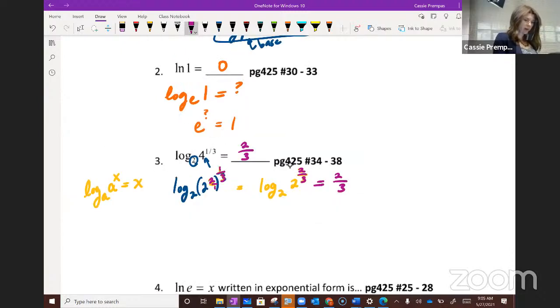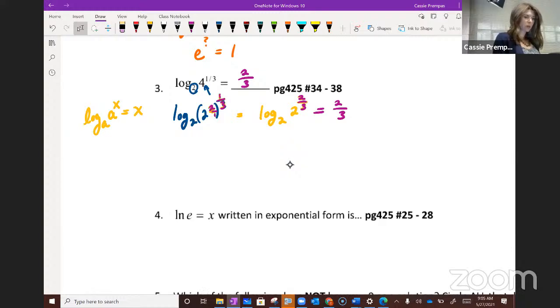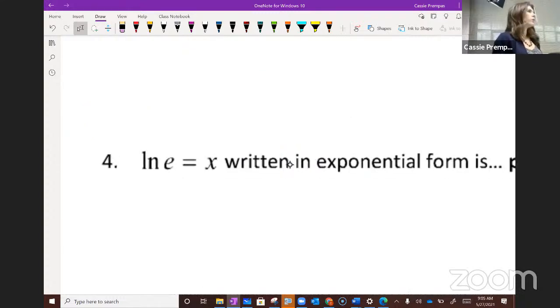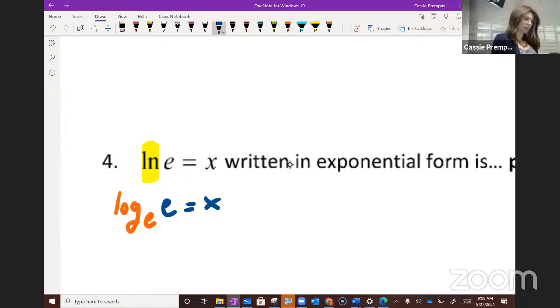On to number 4. ln of e equals x, written in exponential form, is, well, quicker. Actually, Chloe, go ahead. e to the x equals e. Awesome. How did you figure that out? Because you take the base, and that's the number, and it's raised to what it equals, which is x. Nice. So you knew that ln was a log base e, right? And then you said the base would have to be e, and then you said e raised to the x power equals e. Perfect. Nice job, Chloe.